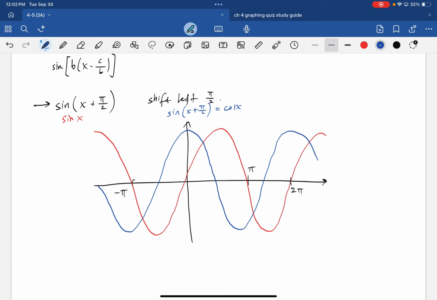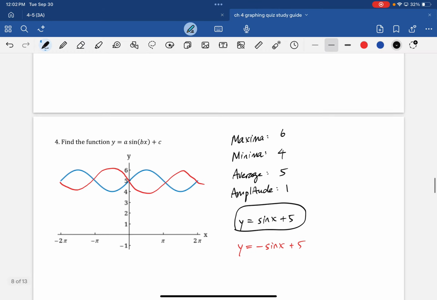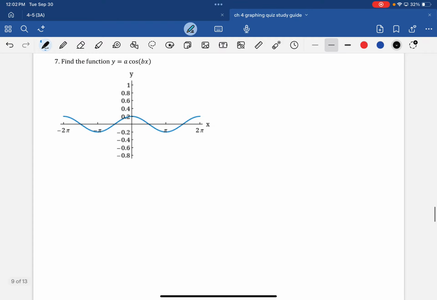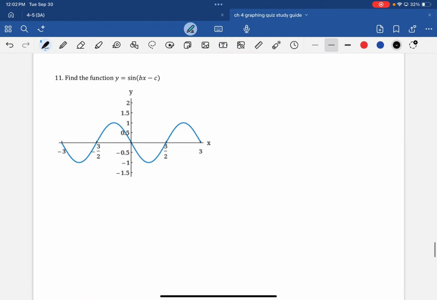Yeah. So this is probably the trickiest part. And let me go over an example. Okay. Sometimes you might be asked to identify something like this. Okay. Let's say find the function y equals sine of bx minus c. Okay. Your first step is to find the period. Okay. And the period will help you to find b.